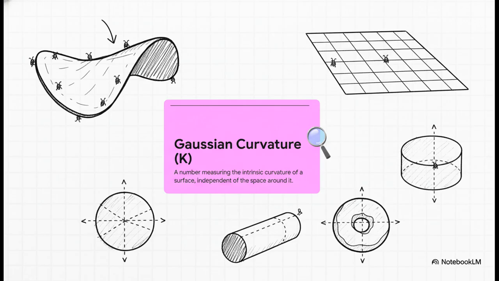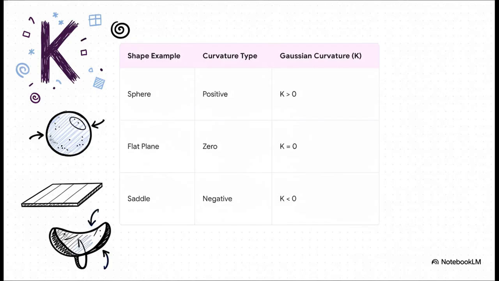You have no concept of up or down. Gaussian curvature is the number that would tell you your world is curved, using only measurements you could make from within your 2D world. It's a measure of the shape's own built-in geometry. And as you can see here, this Gaussian curvature basically comes in three flavors. You've got a surface like a sphere, which is curving away from you in all directions.